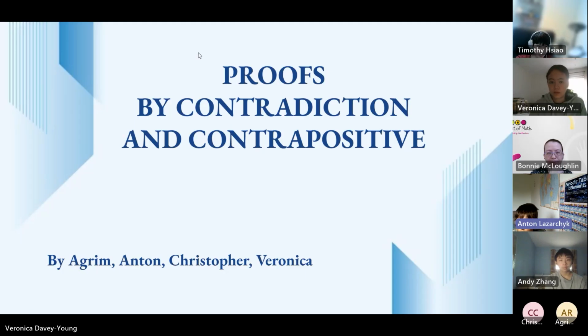Proofs by Contradiction and Contrapositive by Abram, Anton, Christopher, Veronica.